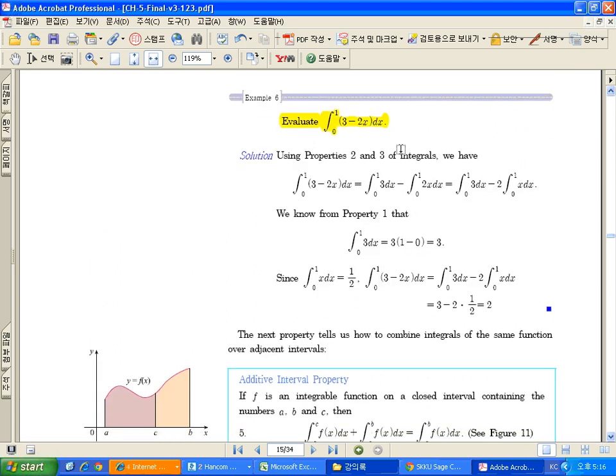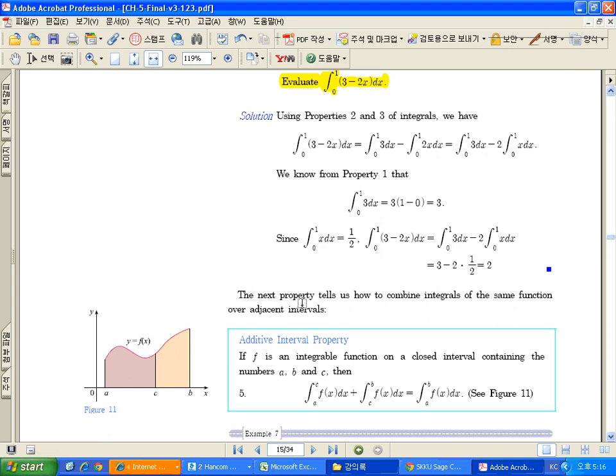Evaluate the integral from 0 to 1 of (3 minus 2x) dx, which is this. You can use these basic properties to easily find the answer. Okay?